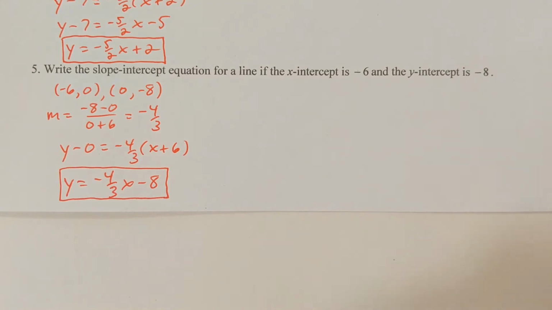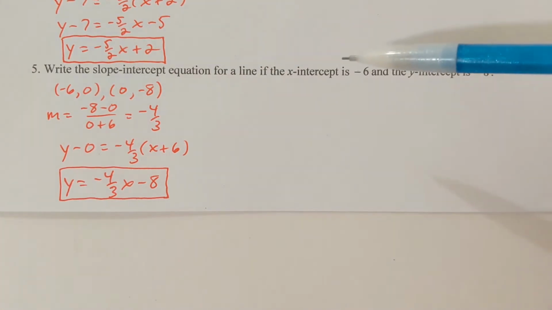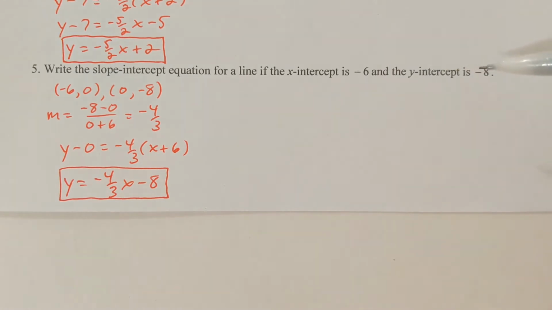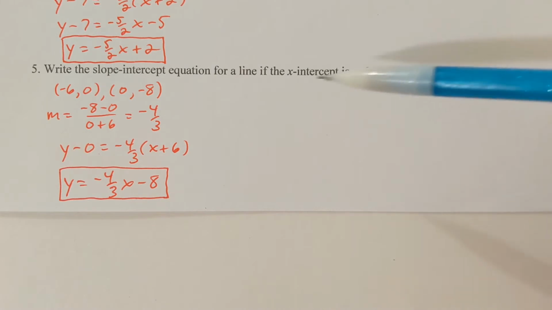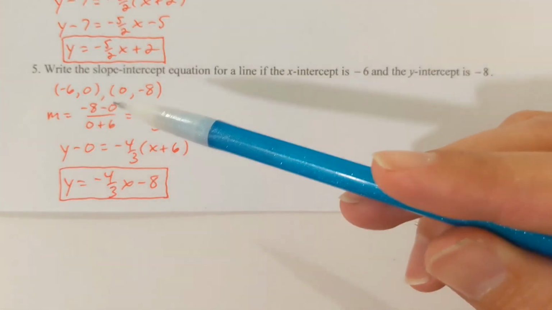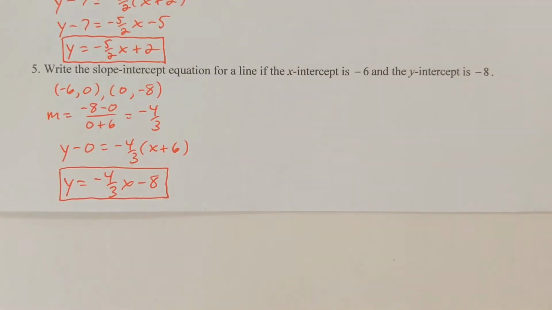Write the slope-intercept equation for a line if the x-intercept is negative 6 and the y-intercept is negative 8. So knowing that the x-intercept is negative 6 means that we know that the point (negative 6, 0) is on the graph. And knowing that the y-intercept is negative 8 means that we also know that the point (0, negative 8) is on the graph.